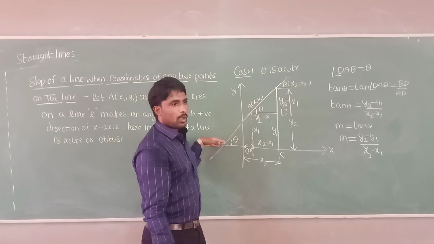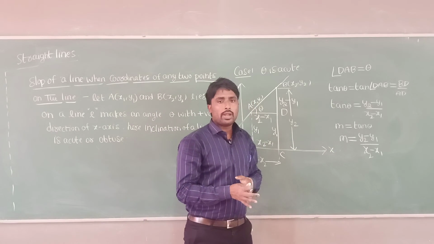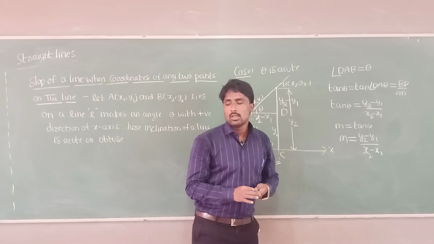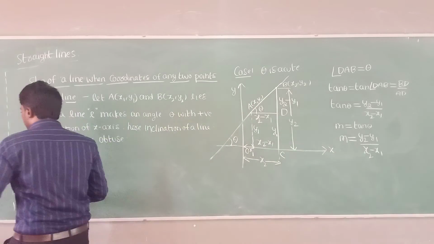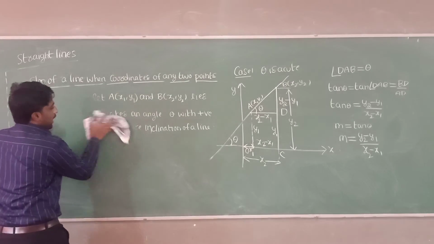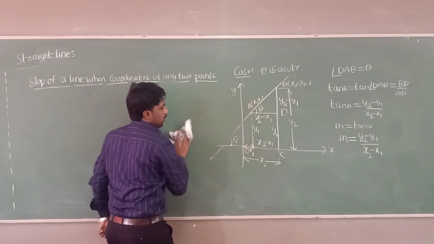Okay, if I want the slope of the line by using these two coordinates, slope of the line equals y2 minus y1 by x2 minus x1. Okay, now the second case is, if theta is an obtuse angle, the diagram will be like this. All of you note this down.